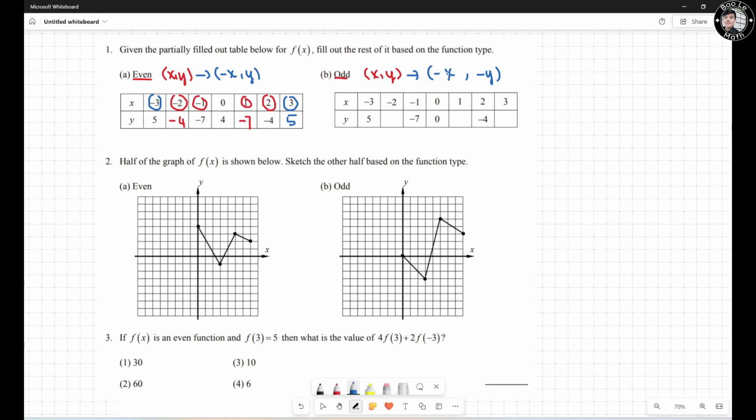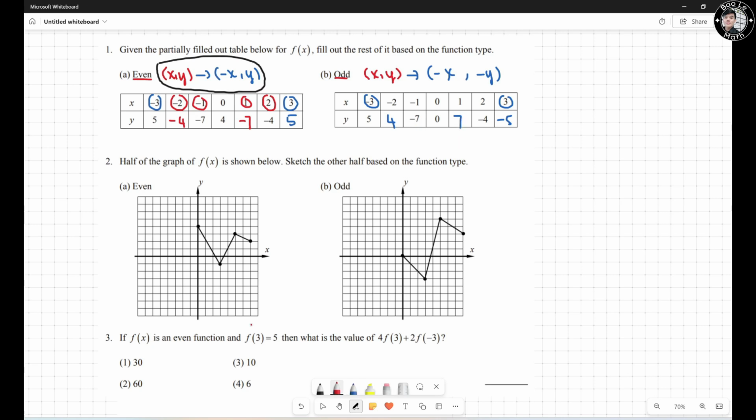Now, odd function, right, x opposites, y opposites, right? So, we start with negative 3, right? And x right here, opposites, now this is 5, this must be negative 5, right? Now, this guy, 2. This guy, negative 2, right? This is negative 4, and this must be 4. This guy, negative 1, this guy, 1. This is negative 7, this must be 7, right?